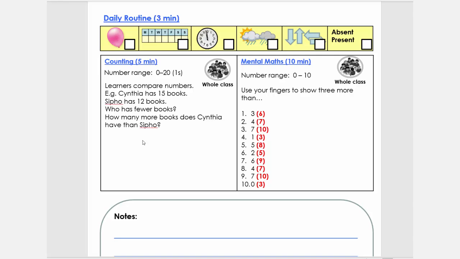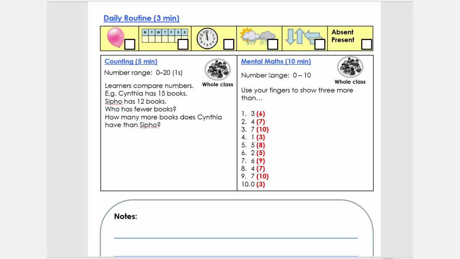Remember again, don't forget to do your concrete counting with real objects, or your representative counting where you use the SA Teacher library or you make drawings of different objects. I want you to pause now here and then do the counting activity.